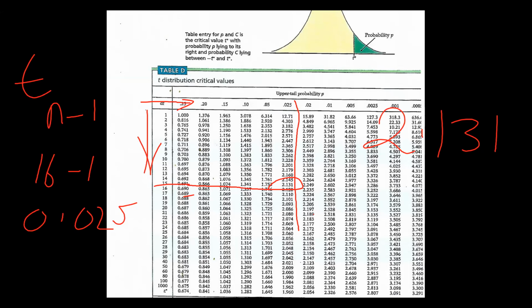Hello? Come again. 2.131, yes. So this is the critical value that comes from the table. And this table is not the normal table now. It's a T statistics table.